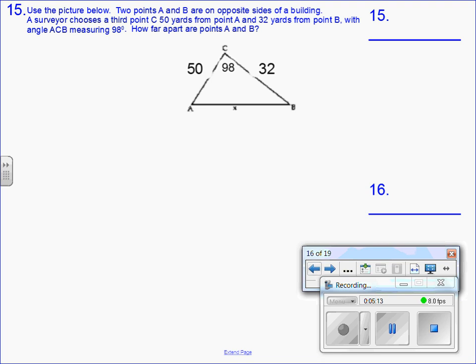Ooh, we have a little word problem. Two points A and B are on opposite sides of a building. A surveyor is choosing a third point C, 50 yards from point A. They already have it labeled. 32 yards from point B. They already have it labeled. It was an included angle measuring 98 degrees. How far apart are A and B?